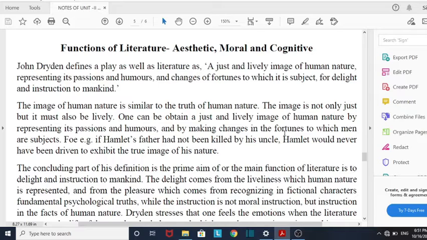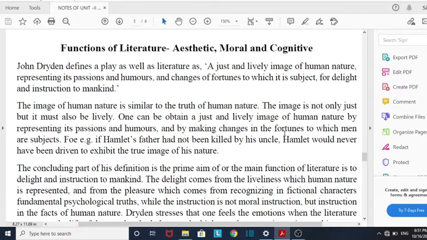So one can obtain a just and lively image of human nature by representing its passions and humors. That is a very important line. A just and lively image of human nature, representing its passions and humors. So which are the passions? Passion means emotions, passion means feelings. These feelings, these passions are very important, because without them a human being is not a human being. Because we are human beings, we feel. We also have desires.